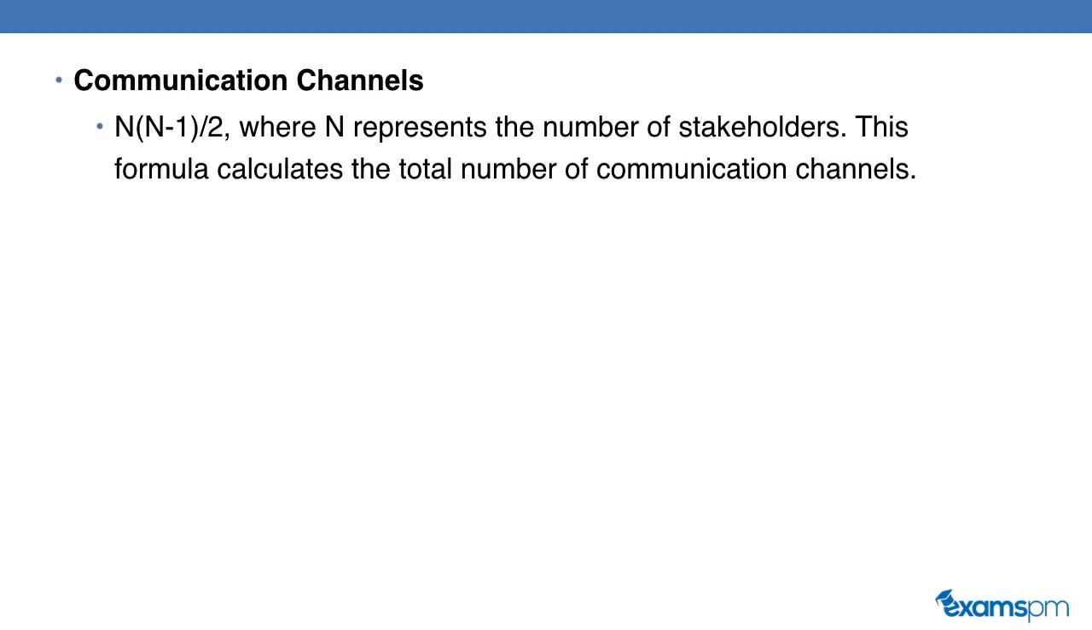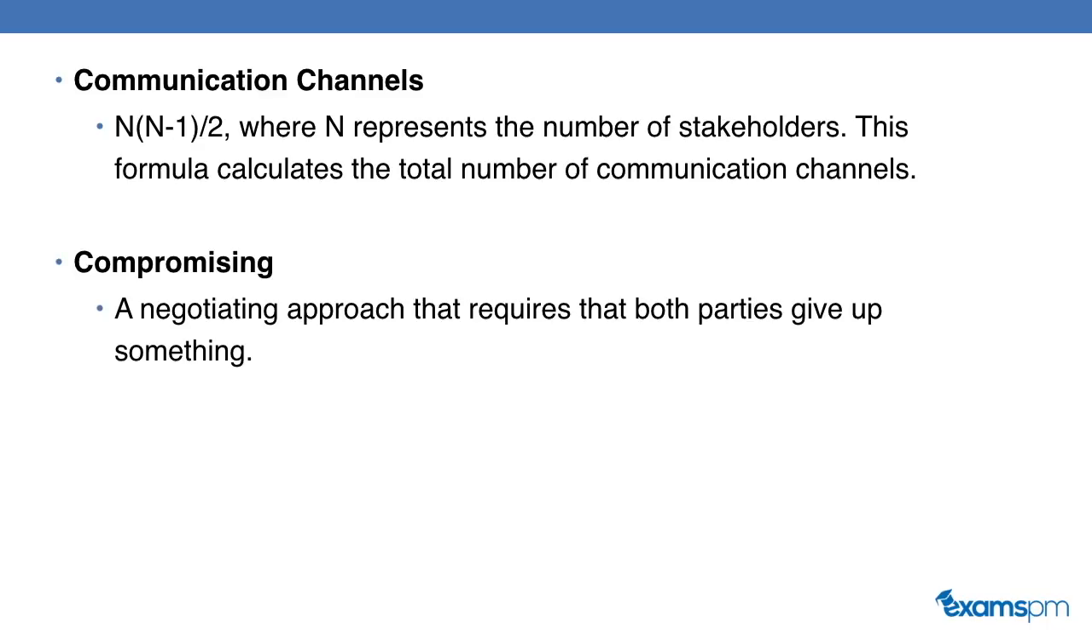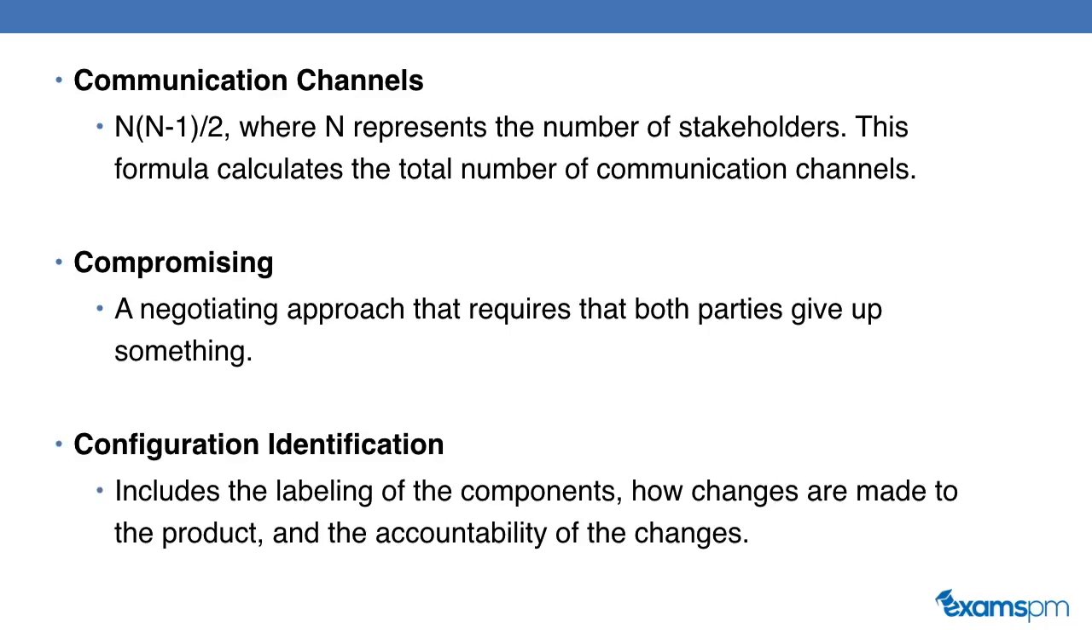Communication channels. The formula to calculate the number of communication channels on your project is n times (n-1) divided by 2, where n represents the number of stakeholders. Compromising, a negotiating approach that requires that both parties give up something.